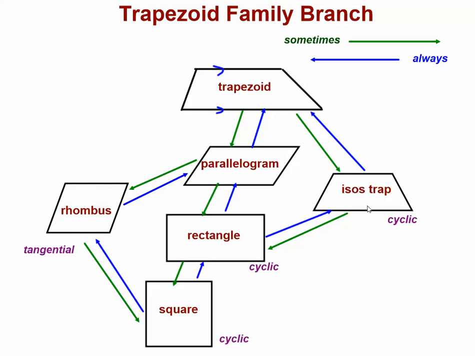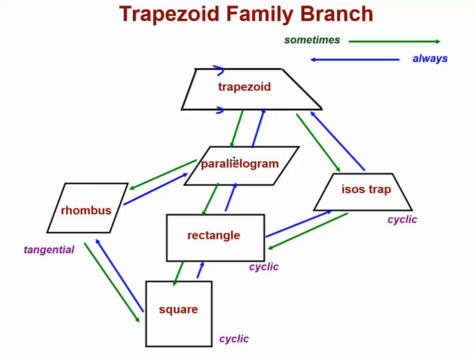Now the isosceles trapezoid, which is cyclic, has some different properties, additional properties. I wouldn't say different, additional. They still have all the properties of a trapezoid, but now they have the cyclic properties. And the cyclic property carries on through here. So the square, rectangle, and isosceles trapezoid still father back up to the trapezoid.